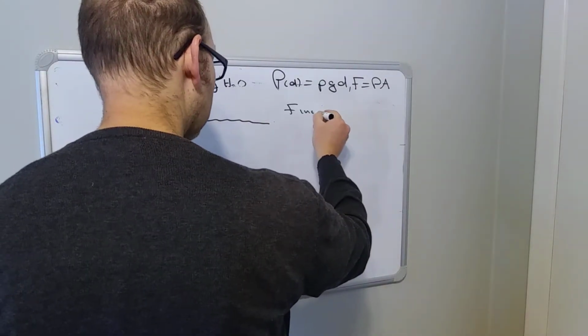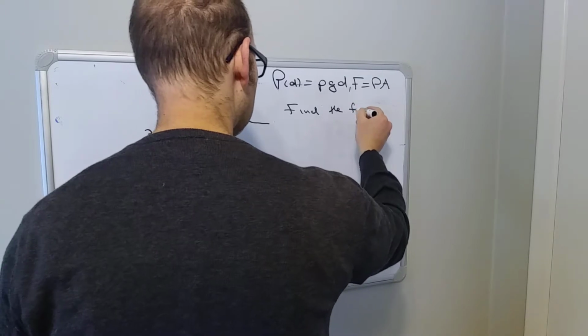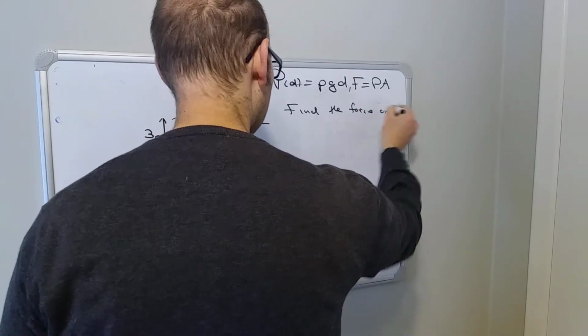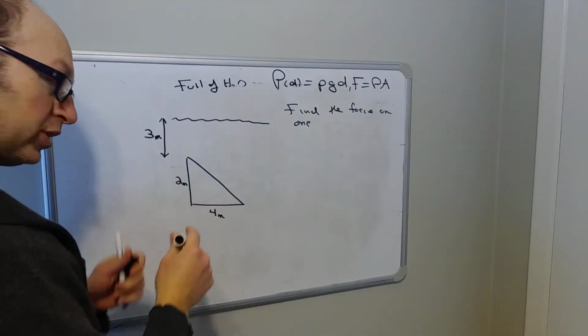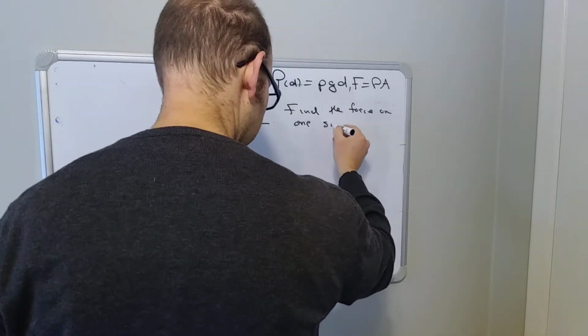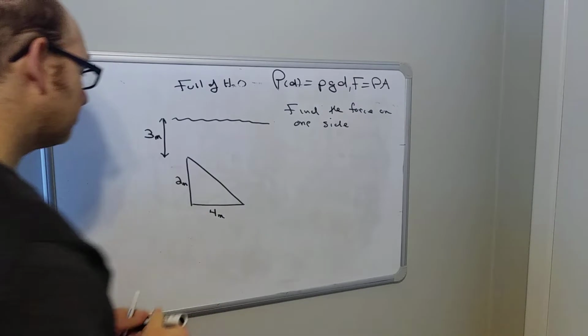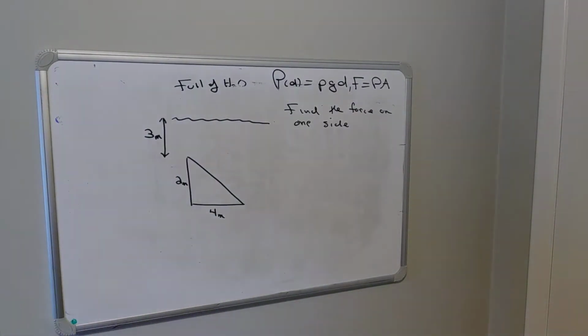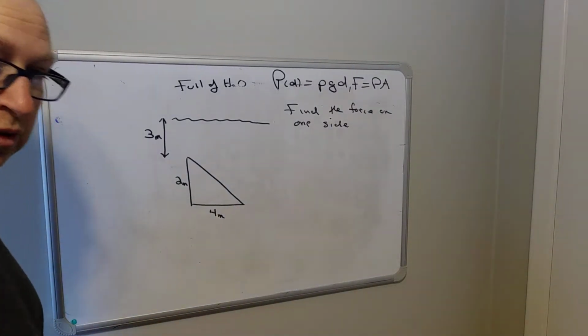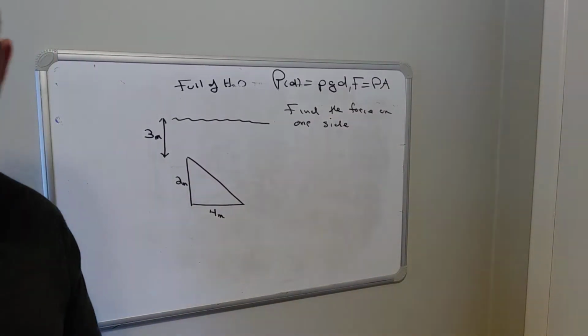So I'll just abbreviate it. Find the force on one side. If you say both sides, they actually cancel out as vectors. So on one side. Okay. So you might want to pause the video for a minute and see if you can solve this one on your own. It is a bit more challenging.